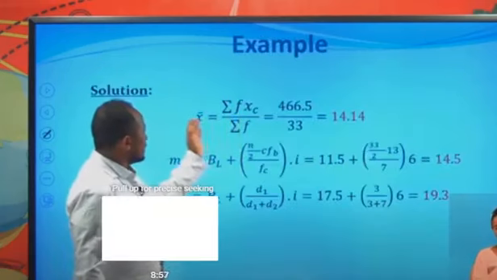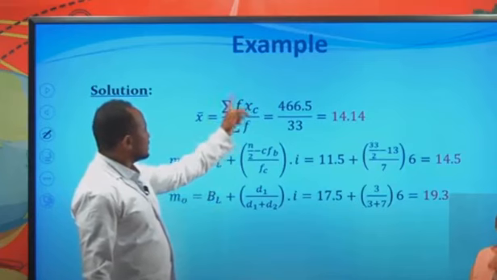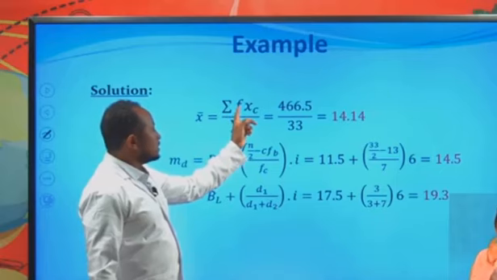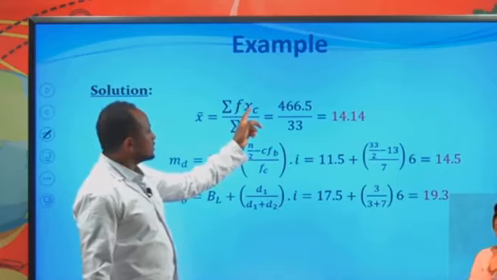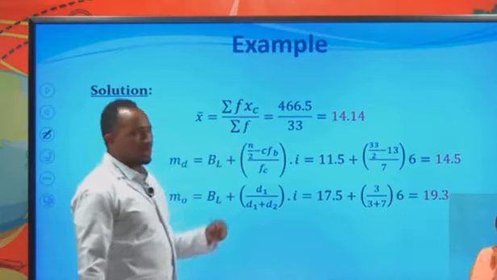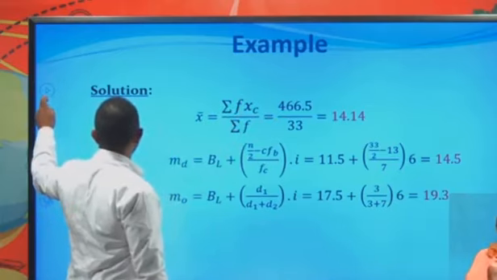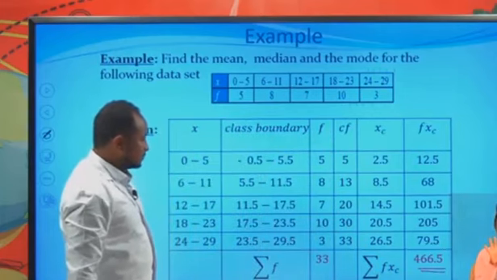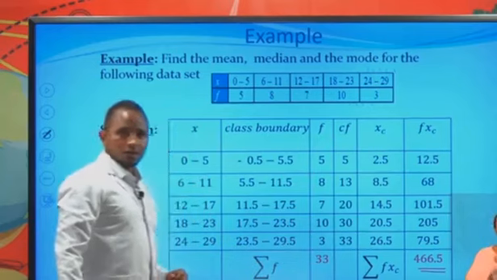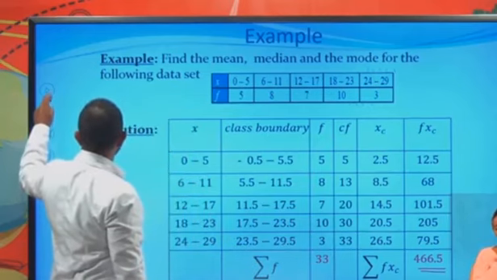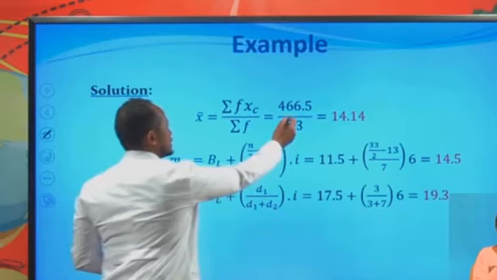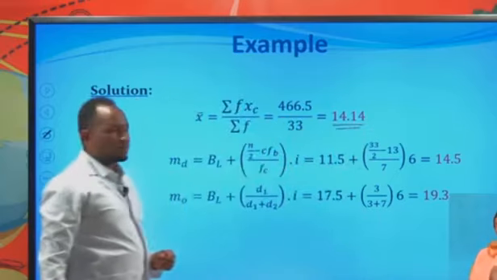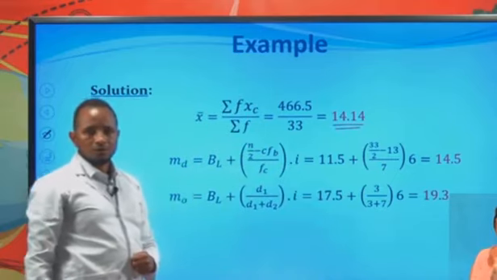Now, to calculate the mean, simply take the summation of the product of the frequency and the class midpoint of each class, and divide by the total number of frequency. The sum is 466.5 and the sum of the frequency is 33. Therefore, you will have 466.5 divided by 33, you get 14.14. So the mean will be 14.14.